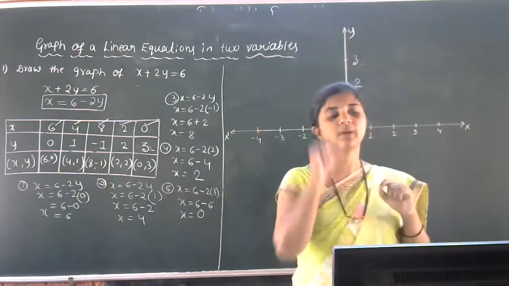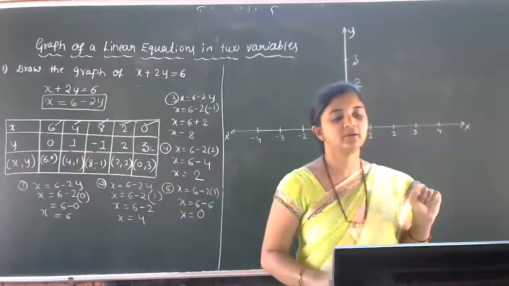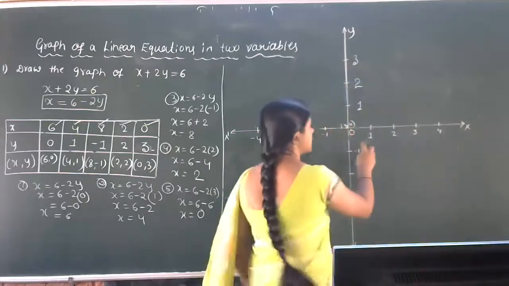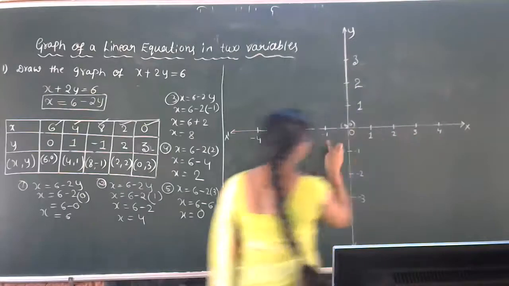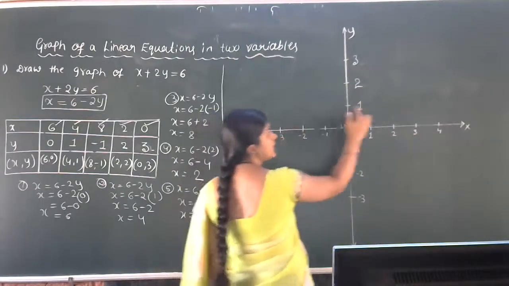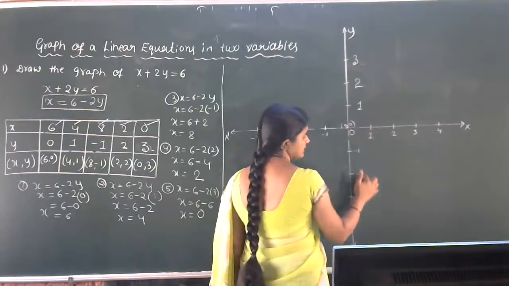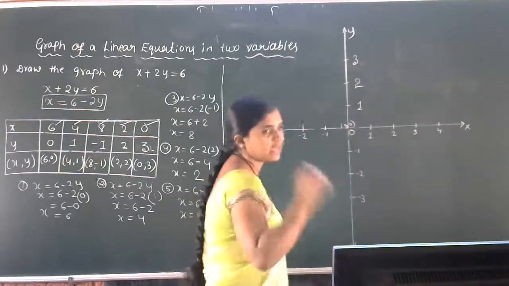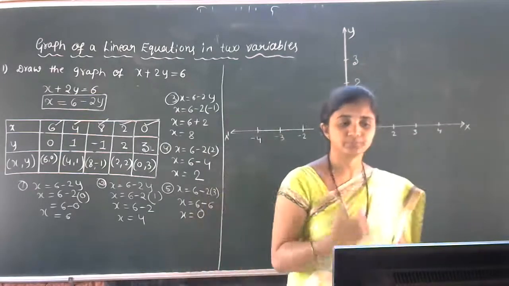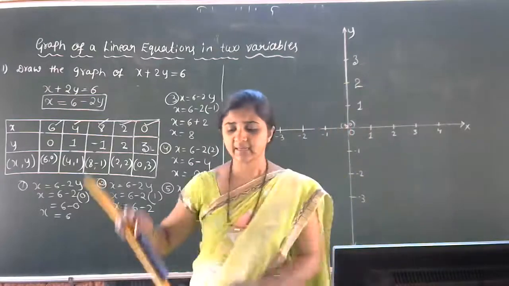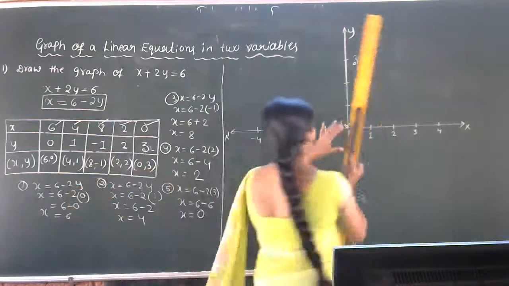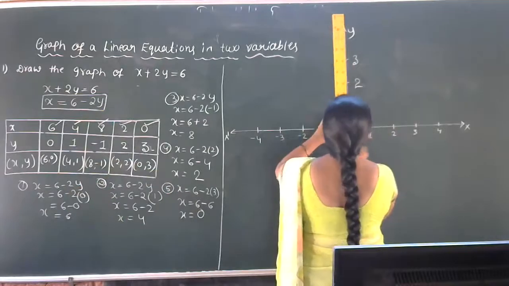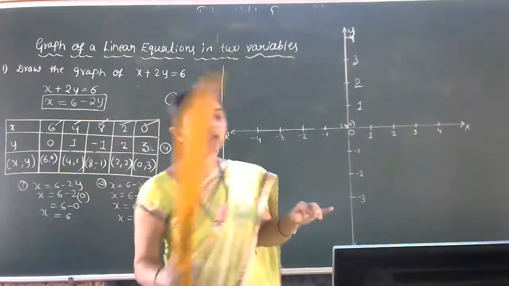Then you have to mark 1, 2, 3, 4 in that. So now here we marked 1, 2, 3, 4, and here -1, -2, -3, -4. Then 1, 2, 3, and here -1, -2, -3, -4 like that. So now we have to locate. For 1 second, I'll mark one more unit. This is 4. So now we have to mark the points on the Cartesian plane.